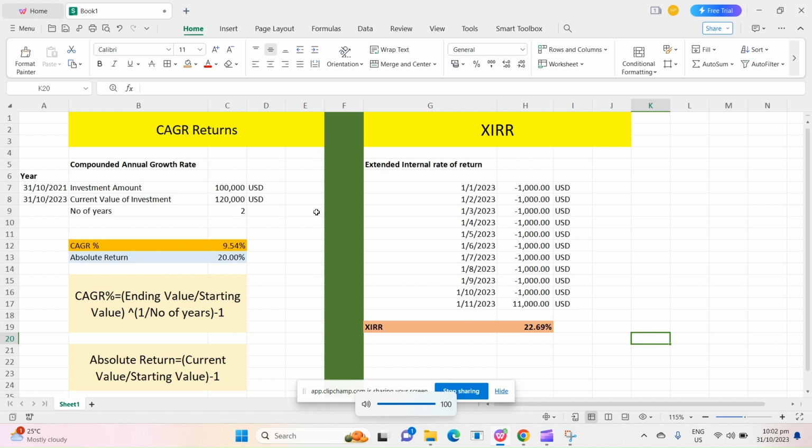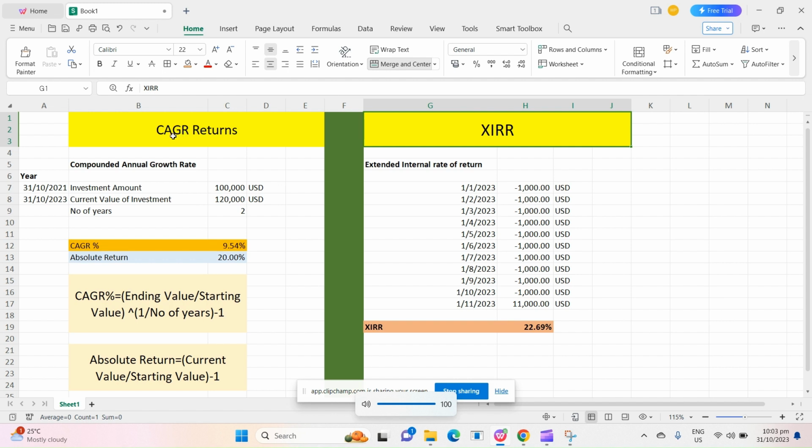So the three different types of returns that we have are the absolute return, the compounded annual growth rate, and the XIRR. The absolute return, most investors would be familiar with. It's nothing but your current value minus the starting value, divided by your starting value, which is your absolute return for your investment. What is more tricky to calculate is the compounded annual growth rate and XIRR. So in this video, I will cover the details of CAGR and XIRR.